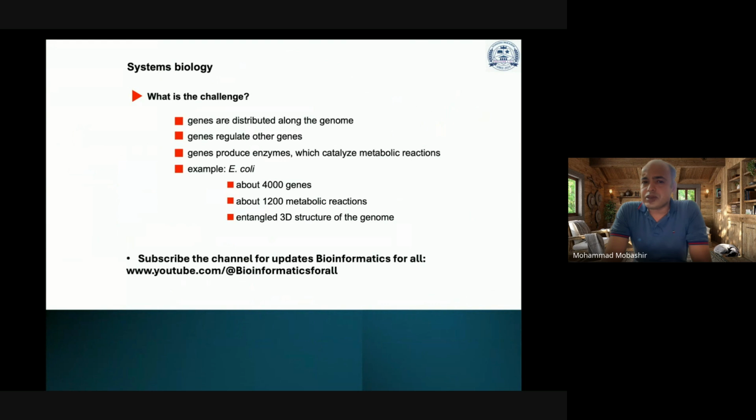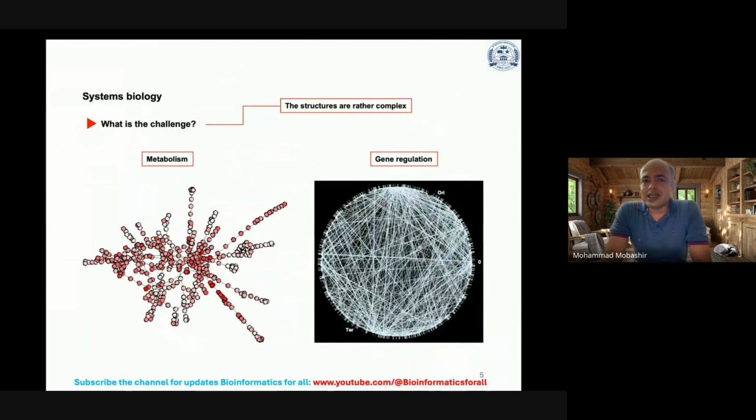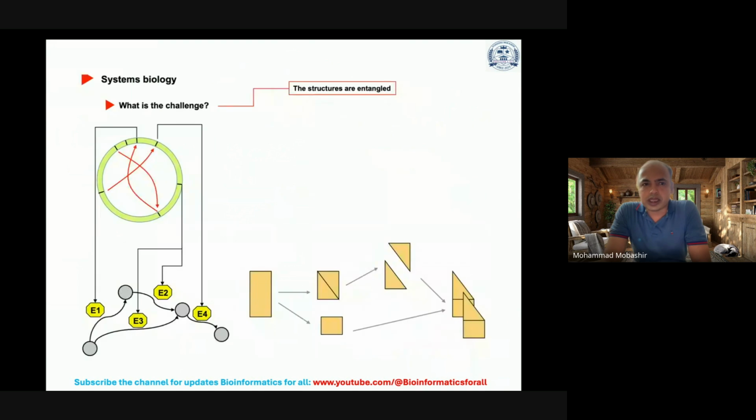Entangled 3D structure of the genome. Now, what is the challenge? The structure is highly complex, whether it is a small organism or a bigger organism. On the left side, you can see a metabolic network example, that is metabolism. On the right side, it represents the gene regulation process, which appears to be highly complex. And that is why, instead of going to biological experiments, you need to enter into systems biology.